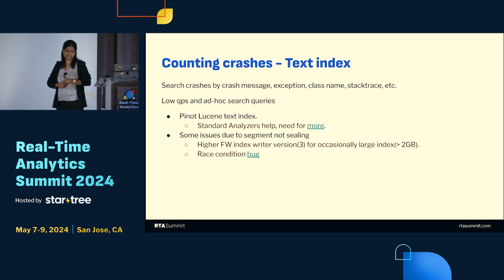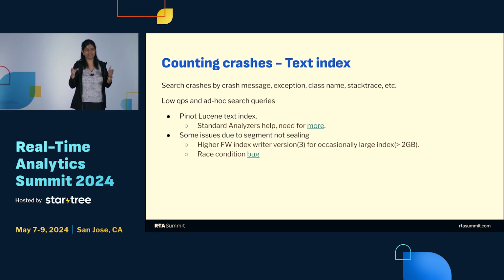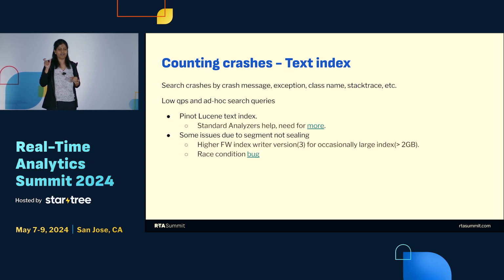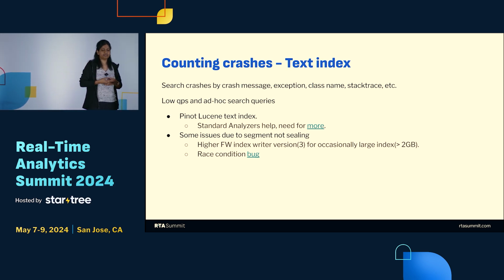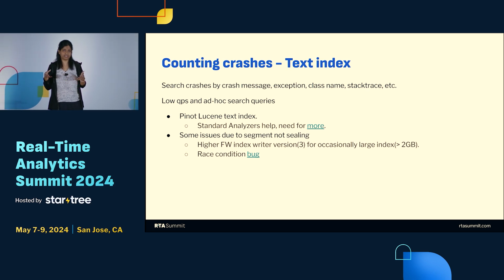Text index. Now let's say you got to the UI, and now you know the specific crash module that is contributing to the large number of crashes. Now you want to go into the specifics of that. In most cases, customers want to search by the crash message, exception, or class name. So exception, class name, and stack trace are pretty common examples, right? These are low QPS use cases. It's not like everybody tries to do text search, right? But you still have to support them with a reasonable SLA.